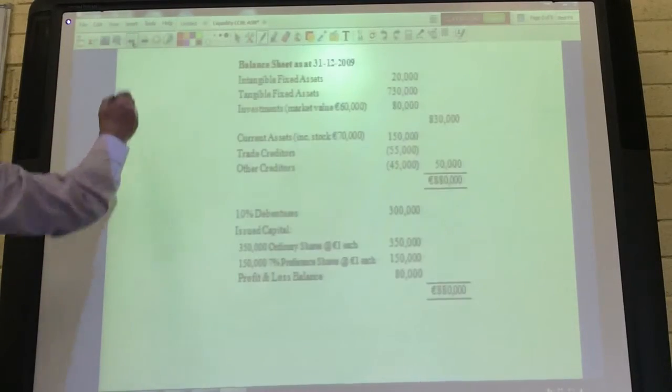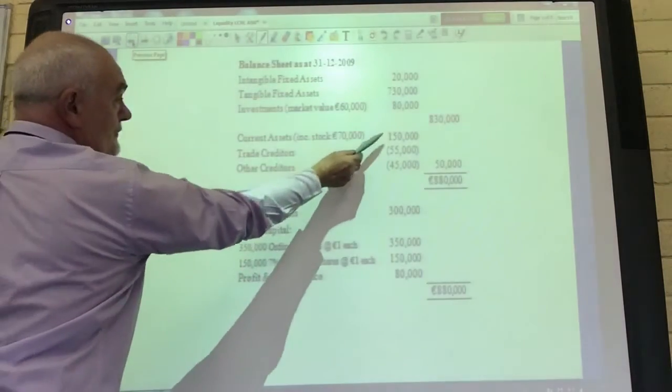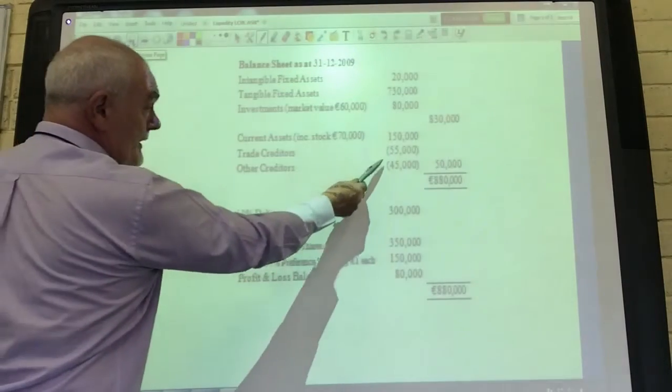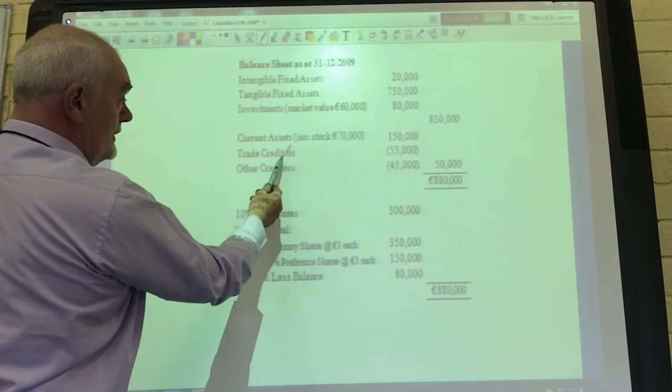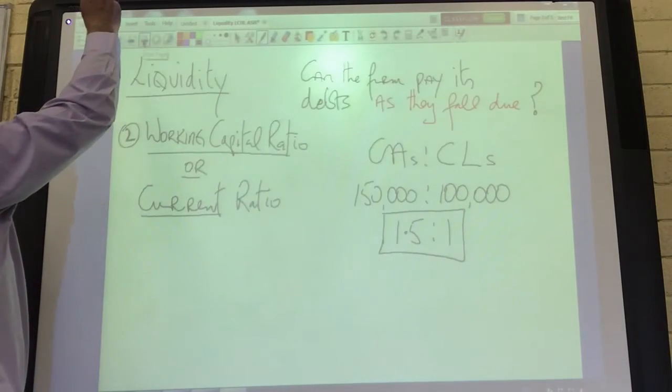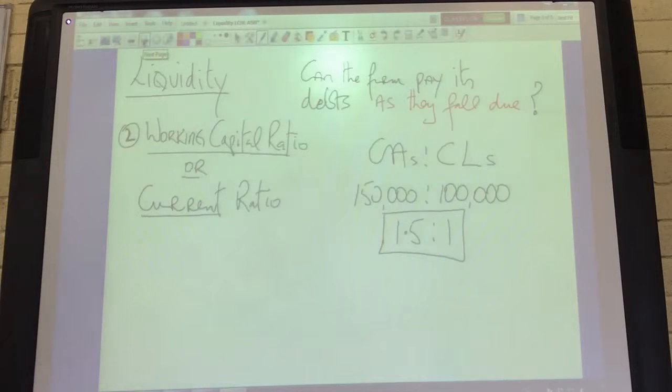And we have €150,000 worth of current assets. Remember, they're back there. Current assets €150,000, and the current liabilities are €100,000. These two here. So we have a current ratio of 1.5:1. The recommended current ratio is anywhere from 1.5 to 2:1, so that's a fine current ratio.